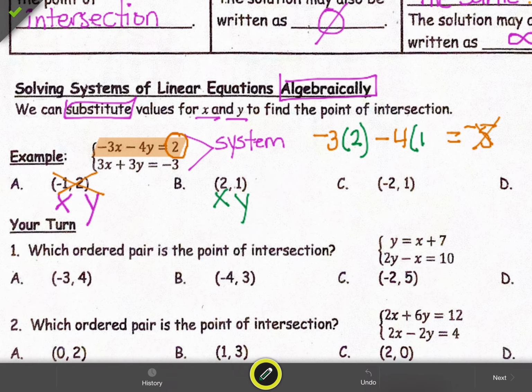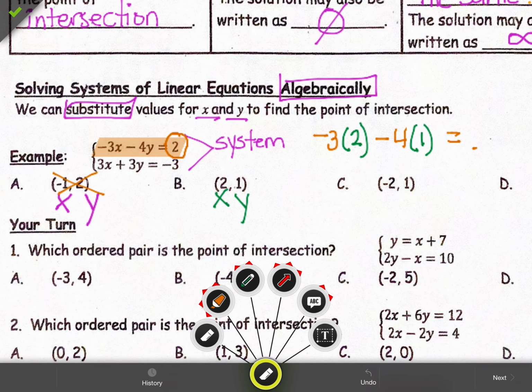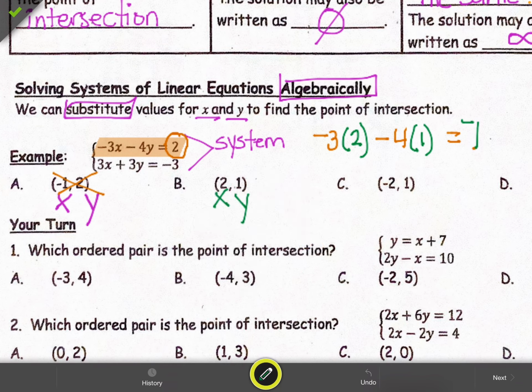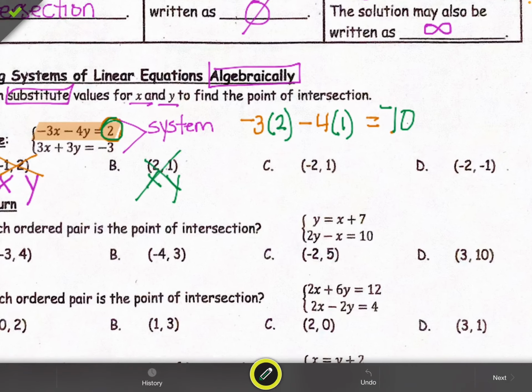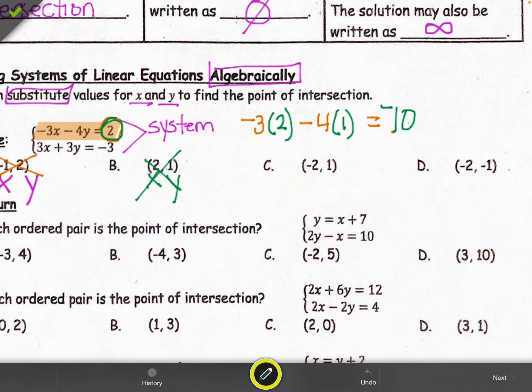Now, if this is a point of intersection, what would happen is this would work. So let's do the math. Okay, we don't know what it equals right now. So -3 times 2 is -6, minus 4 would give me -10. Okay, that is not what we want it to be equal to. We want it to be 2. So we don't even need to check the other one. Okay, doesn't work. So then we'd come over to C and we'd try -2 and +1. So I'm going to work a little smarter. I'm going to make this a -2. Okay, so that would make that +6. +6 minus 4, if I do the math, actually does give me 2.